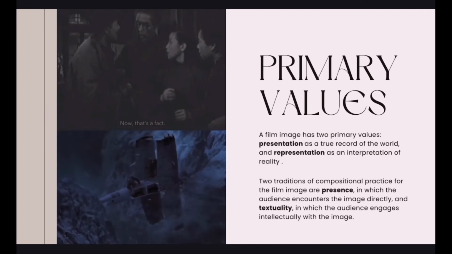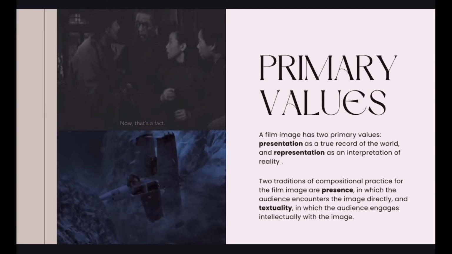The primary values of cinematography. A film image has two primary values: presentation as a true record of the world, and representation as an interpretation of reality. On the top here we can see a scene from Crows and Sparrows. This film in particular used a lot of presentation, as it was very historically accurate to what the citizens of China were going through, just as the communists were starting to take over the nationalists.